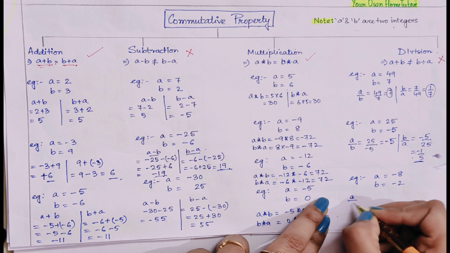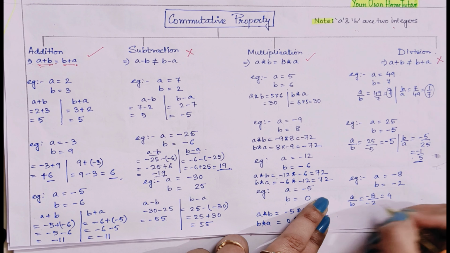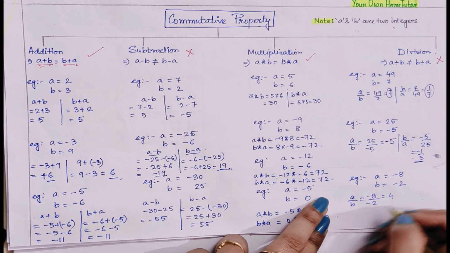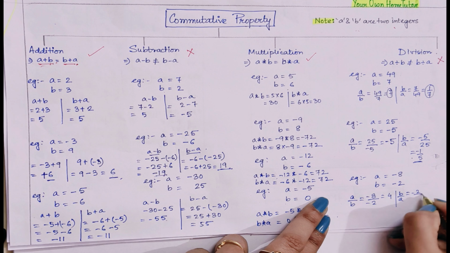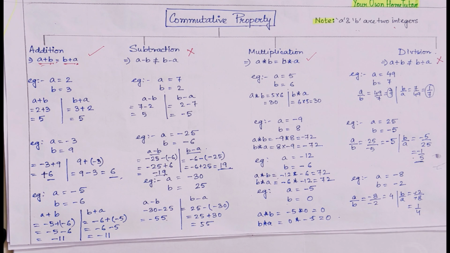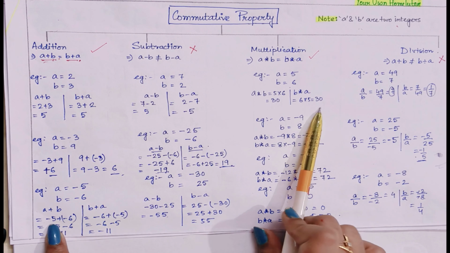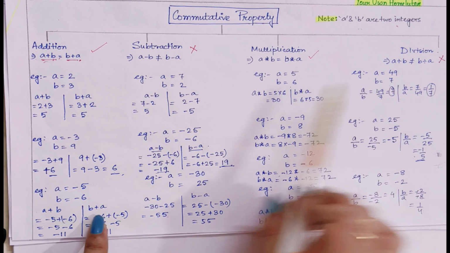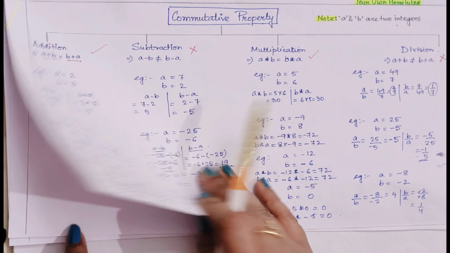So again, a divided by b will give me minus 8 by minus 2, which is 4. Two negative integers when divided give a positive result. So it is 4, and b by a will be again a fraction, which is 1 by 4. So we saw that the commutative property holds only for addition and multiplication, but not for subtraction and division. After this, we will be covering the associative property.